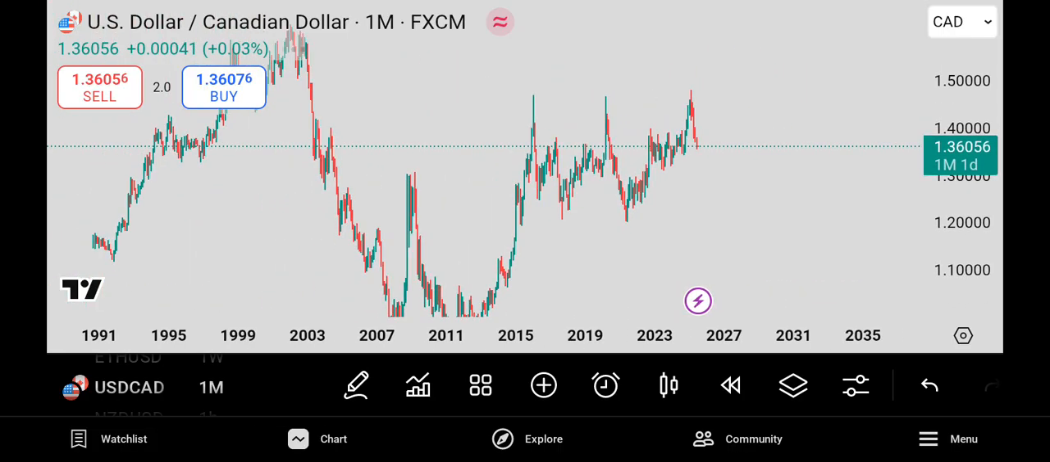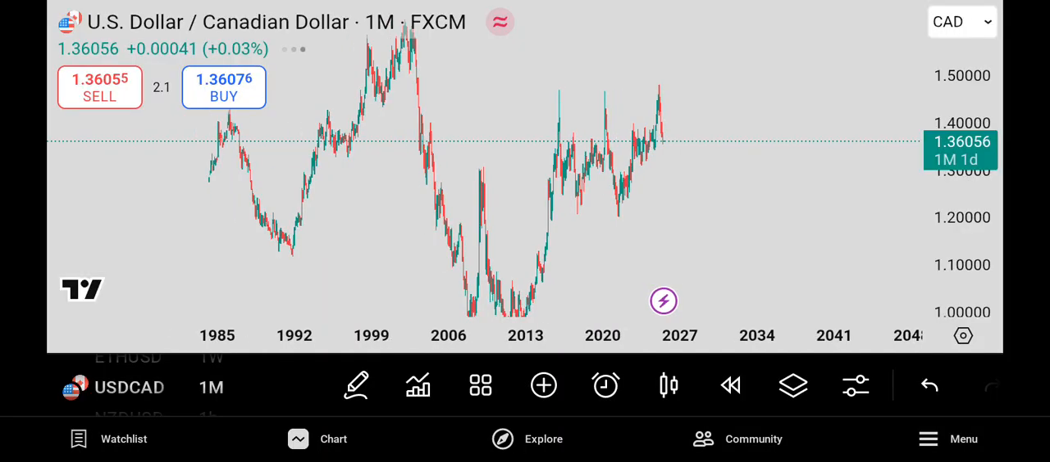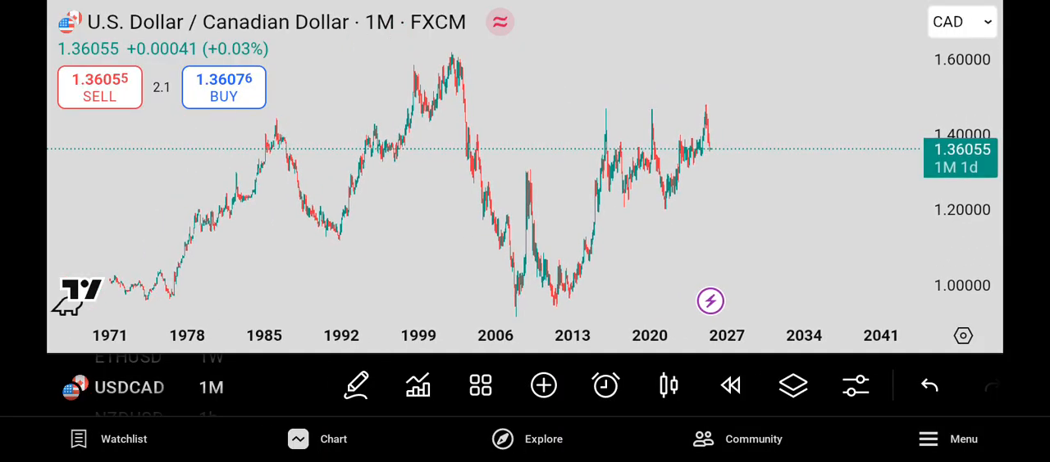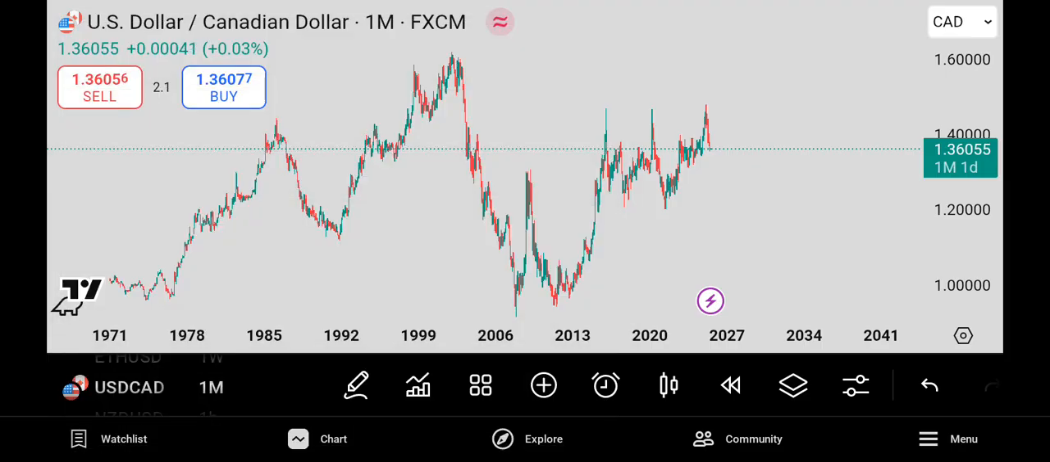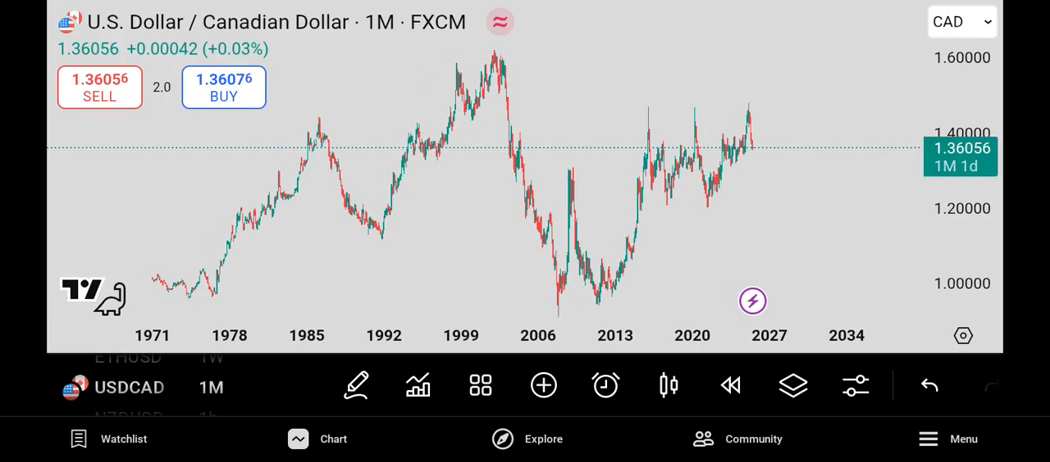Today I'll be giving you guys top-down analysis on USD CAD. So I will be telling you what I saw before I entered the trade. Let's just go. In the monthly time frame, what I normally check is the structure and candlestick pattern.